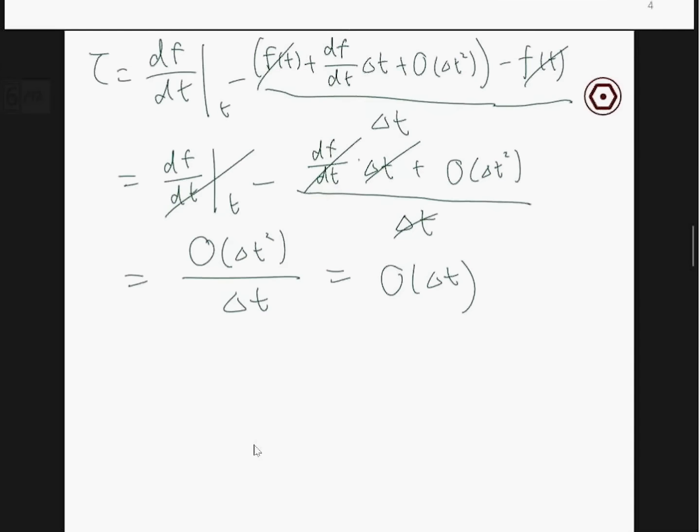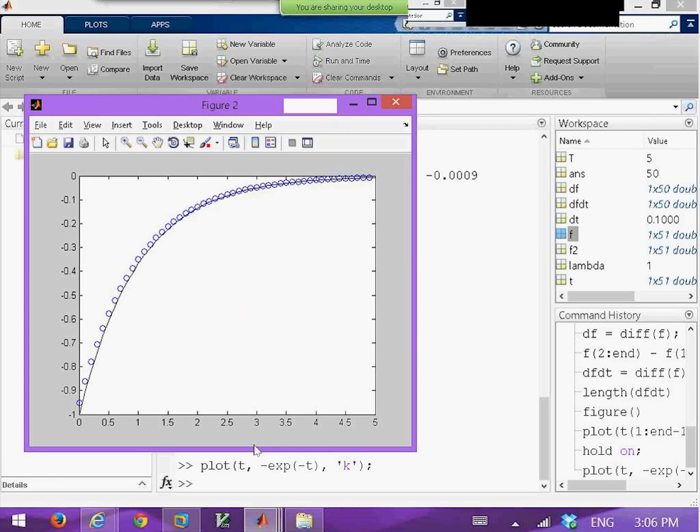So to visualize what this means, if I go back to here, this is about 0.05, right? The difference between the black line and the blue circles, 0.05. This is for delta t of 0.1. If I increase delta t to 0.2, or let me exaggerate, if I increase delta t to 1, what do you think this is going to get? Yeah, much bigger, of course.